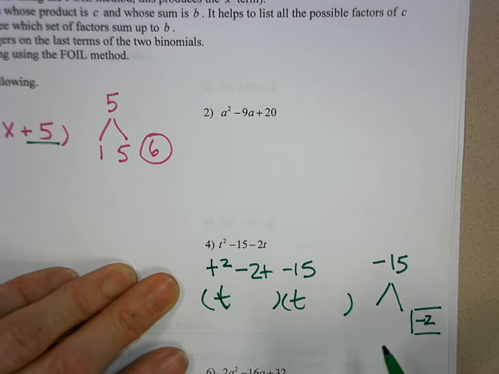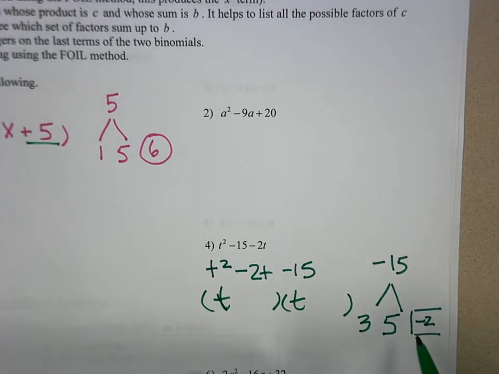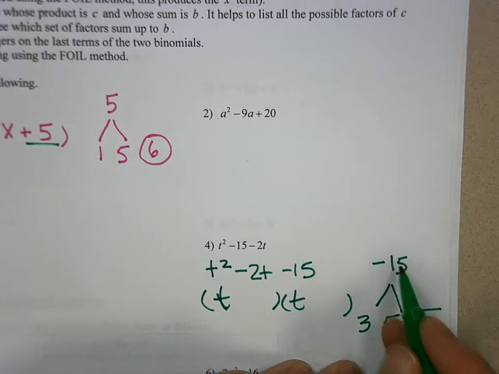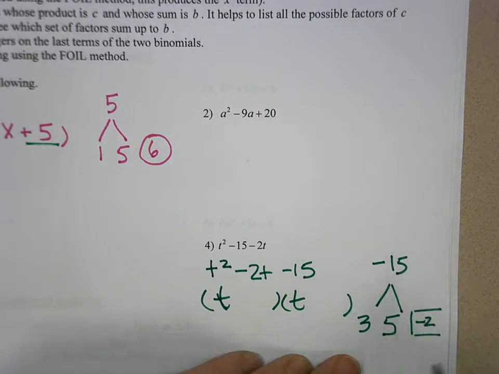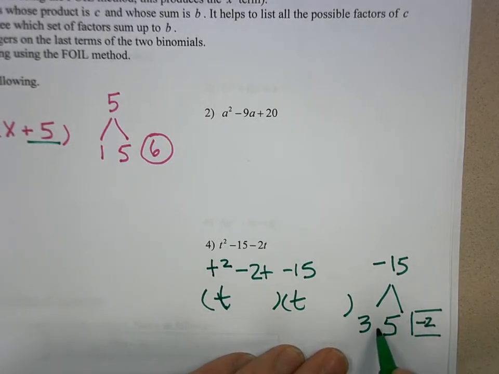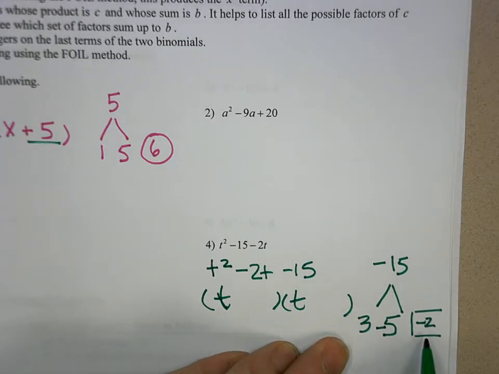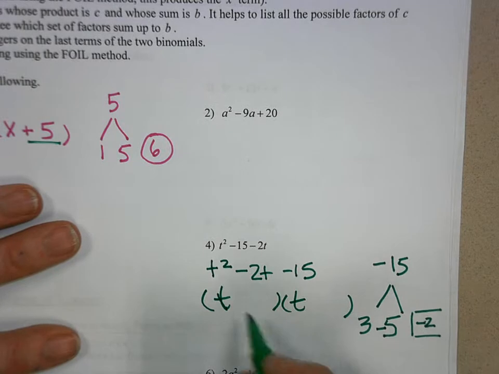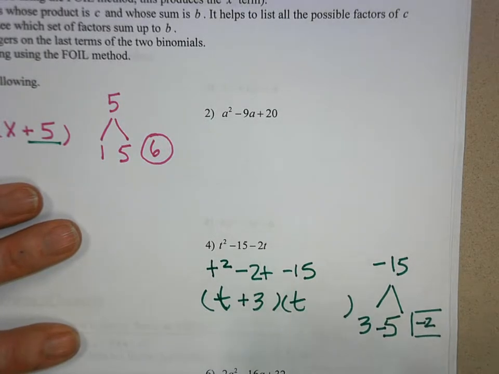Well, I know that 3 and 5 will multiply to positive 15. I want them to multiply to negative 15, so one of them has to be negative. The larger one will be negative, so that when I add it together, it will be negative 2. So I have plus 3 minus 5.